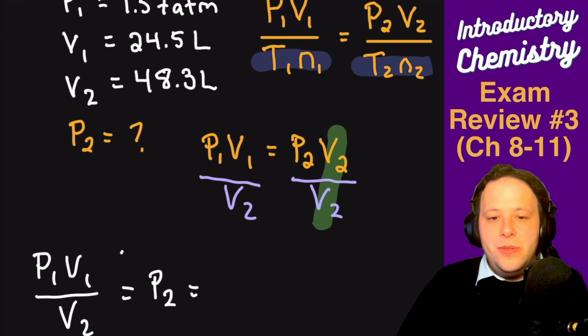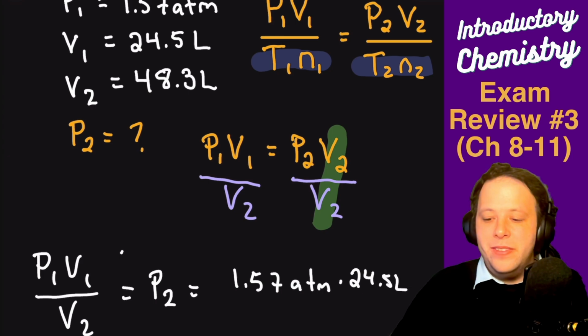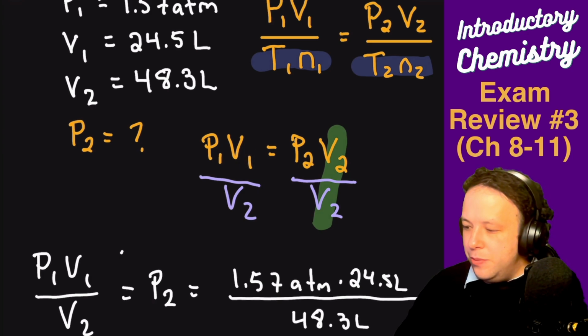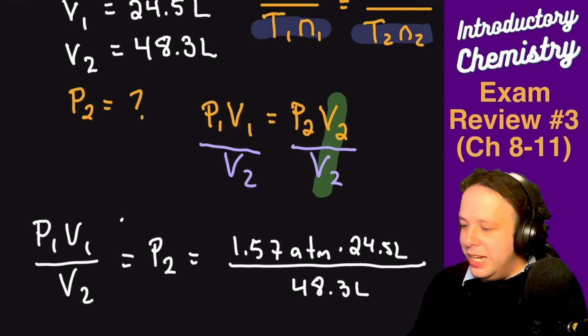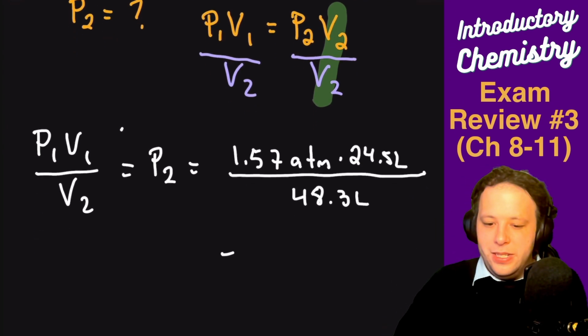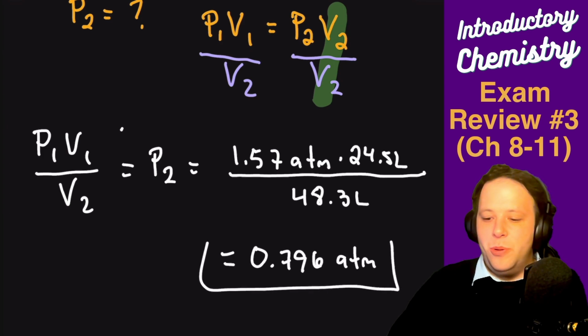Now we're going to plug all of our values into this expression. So we have 1.57 atmospheres times 24.5 liters, divided by 48.3 liters. So when we solve for that, we do 1.57 times 24.5 divided by 48.3. And what we should get for our answer when we do that entire expression is 0.796 atmospheres.